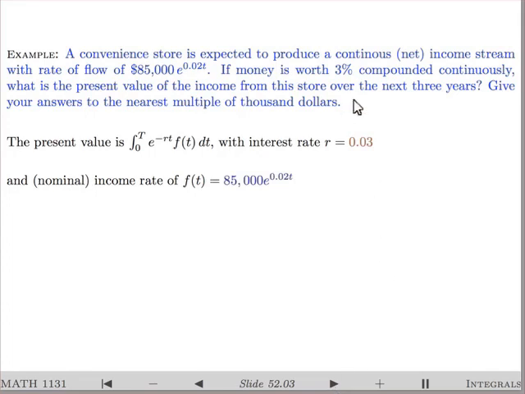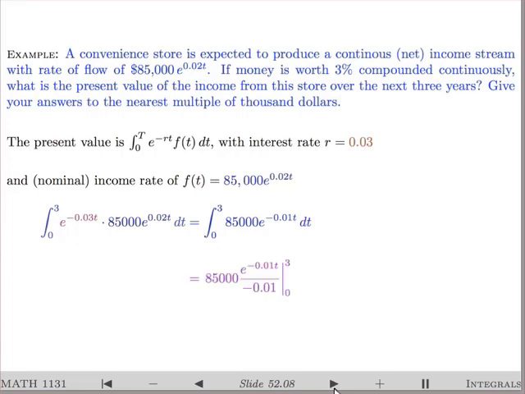The interest rate is 0.03. It's the nominal rate expressed as a fraction or decimal. The time period is 3 years, so capital T is 3. We take the discount for the interest rate times the annualized income rate, and integrate it over the time period. Because we can combine the two exponentials, the base is the same, I just add the exponents: e to the negative 0.03t times e to the 0.02t is e to the power negative 0.03t plus 0.02t, or negative 0.01t. It's just a constant coefficient times an exponential.